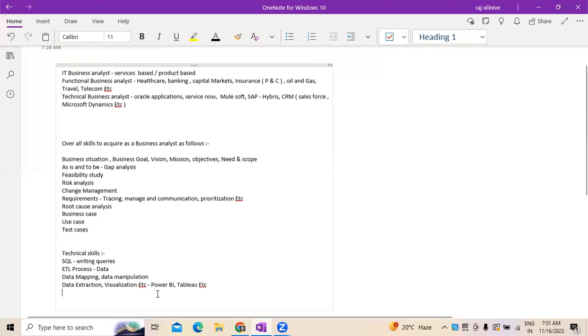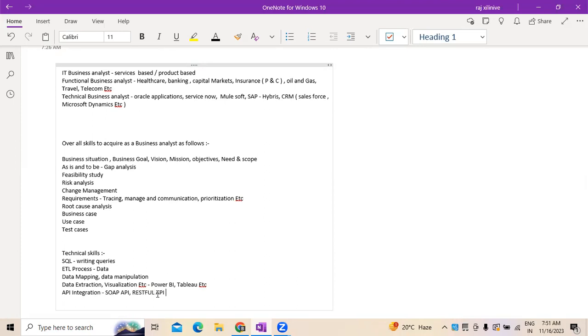At the same time, knowledge of APIs, because of API integration. When we want to communicate between two different applications, API integration is important. In API integration, we have different APIs: SOAP API is there, at the same time RESTful API is there. So this sort of knowledge is required. So these are the technical skills. There are many other technical skills.